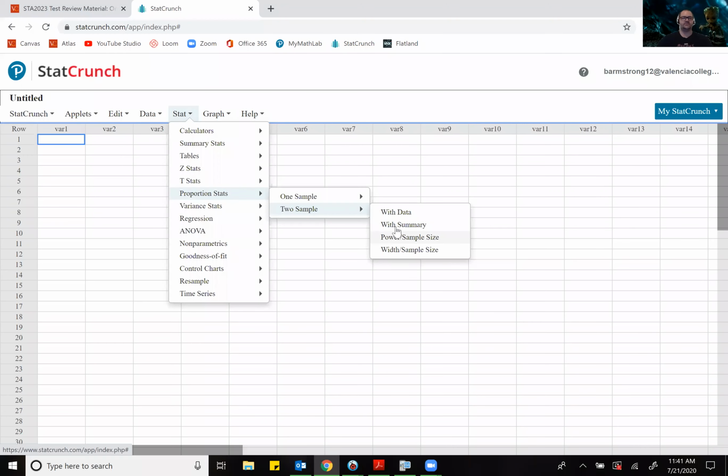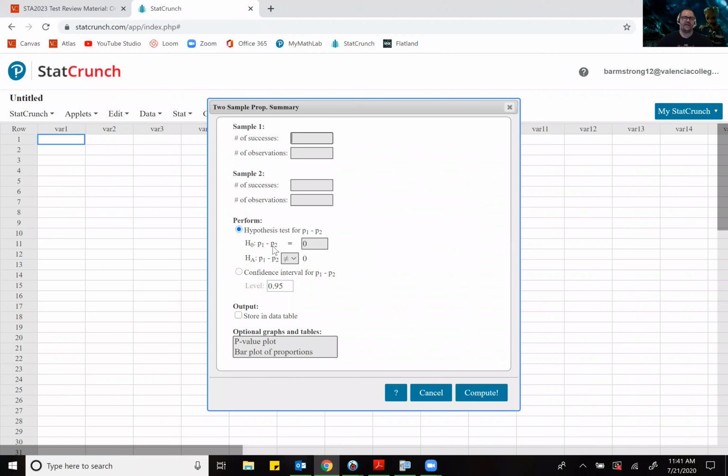And we go to summary. And here's everything we need. So remember that in StatCrunch, they put the P's all on the same side. So this should always equal 0 right here. And then down here, you just put in the proper symbol, which is still the less than. That doesn't change. Okay. But we got to put in the successes out of the total. And that's what we use to find the percentages.